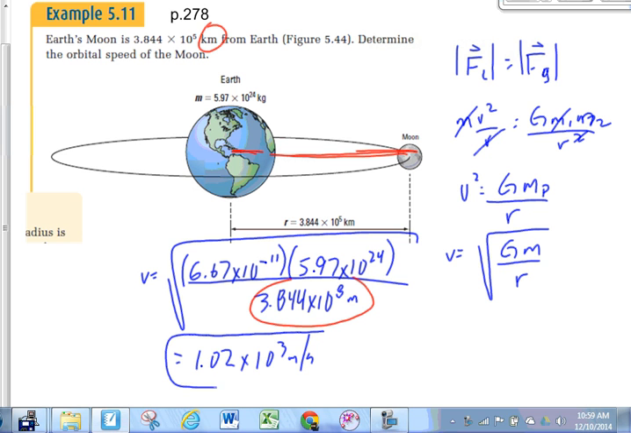So how fast is the moon moving? Pretty fast, 1,000 meters per second. Okay, about 3 times the speed of sound, Mach 3, as it hurtles around the Earth. The reason we don't hear a sonic boom is because there's no air. You can't make a sonic boom if you don't have any air to make the sonic boom in. It's going 3 times the speed of sound, but there's no disturbance to make a sound. Okay, got it?